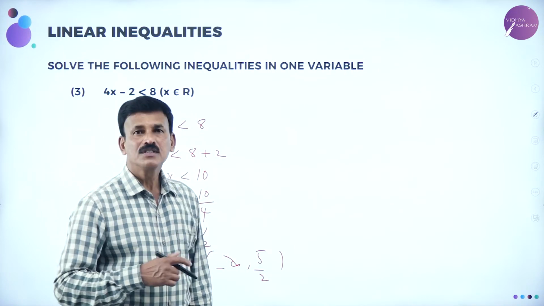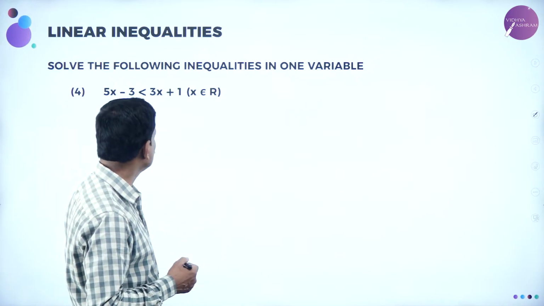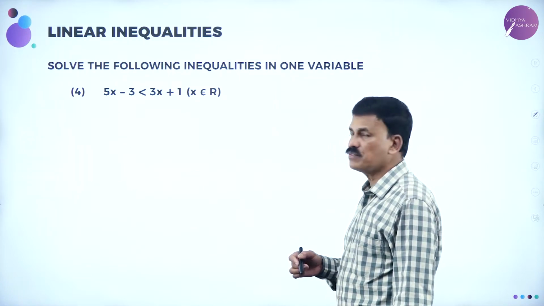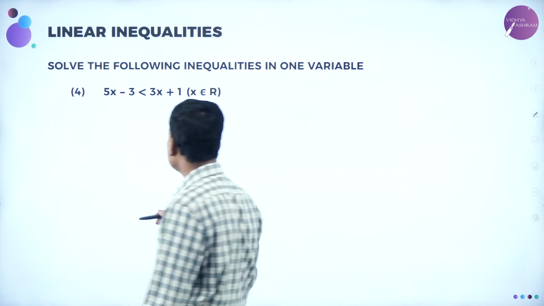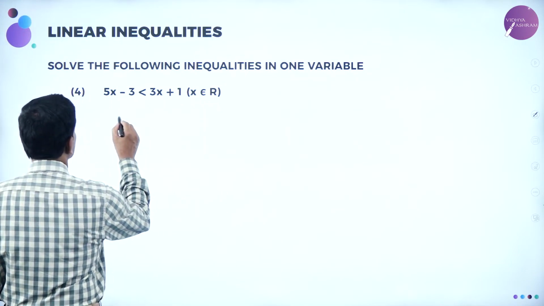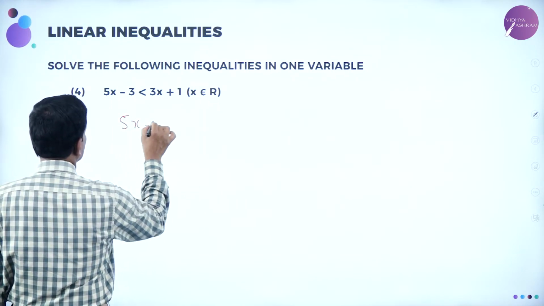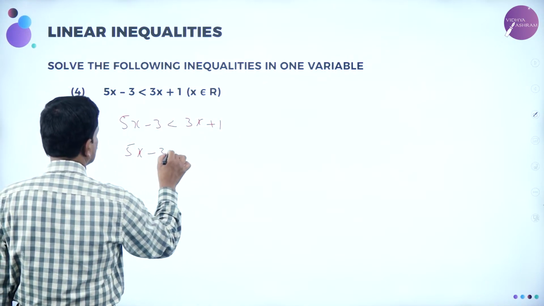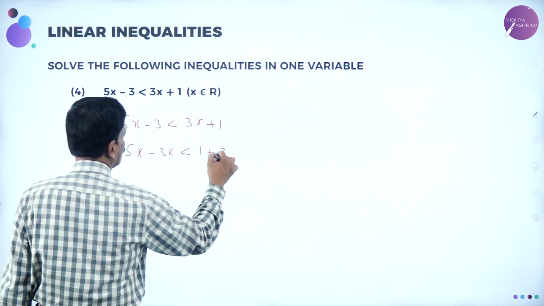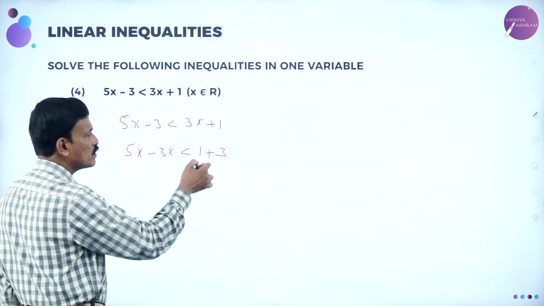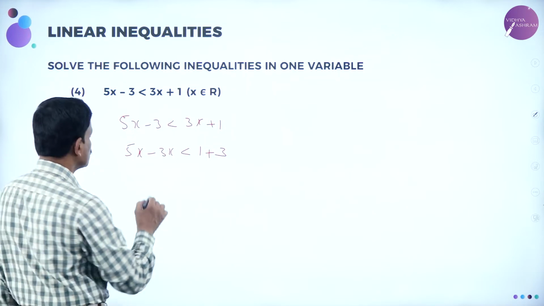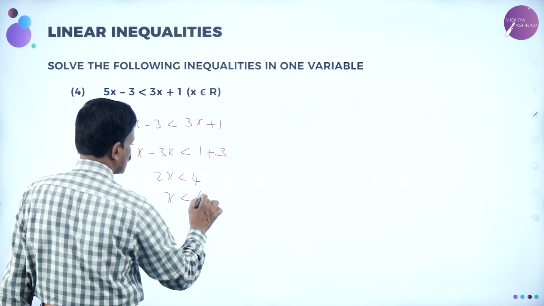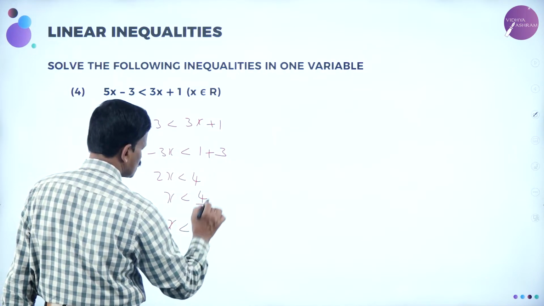That's it. Okay. Now, let us take the next problem. These are all 2 marks questions. Very simple. 5x minus 3 less than 3x plus 1 where x belongs to R. So the given equation is 5x minus 3 is less than 3x plus 1, 5x minus 3x is less than 1 plus 3. Transfer this. Minus 3 becomes plus 3 and plus 3x becomes minus 5x. 5 minus 3 is 2x is less than 4. X is less than 4 by 2, which means x is less than 2.